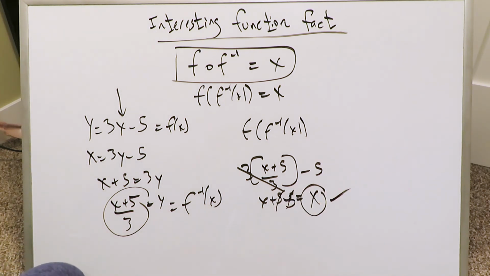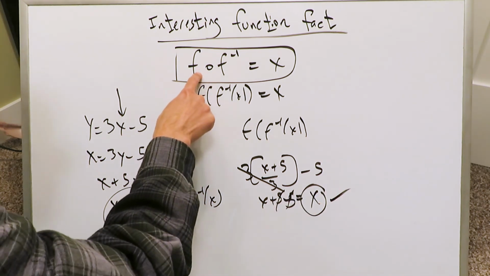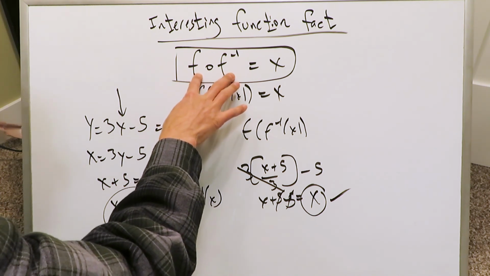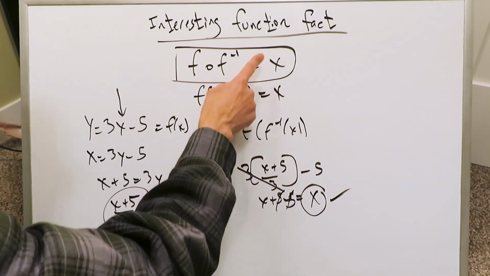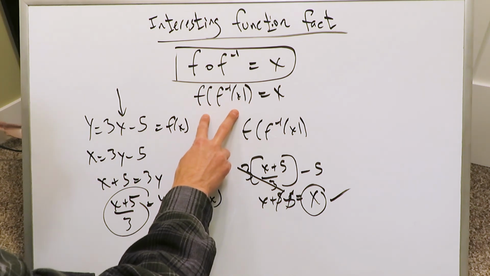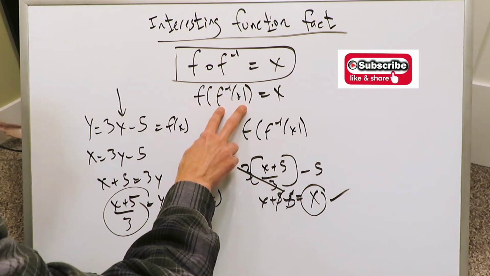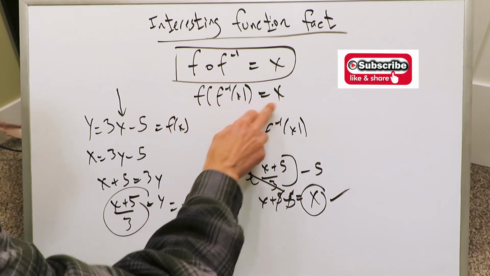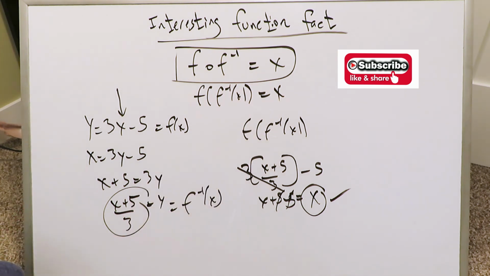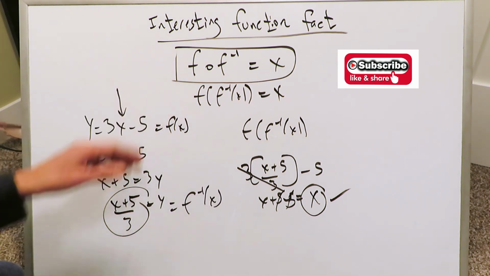So the interesting function fact or the finding is this: if you have an original function and you do its composite with its inverse, you'll always get an x. Not a 1, but an x. And you can look at it this way: the inverse of your original function is feeding into your function to give you your x. And that's it for this video. Remember, this fact is very important, very interesting.